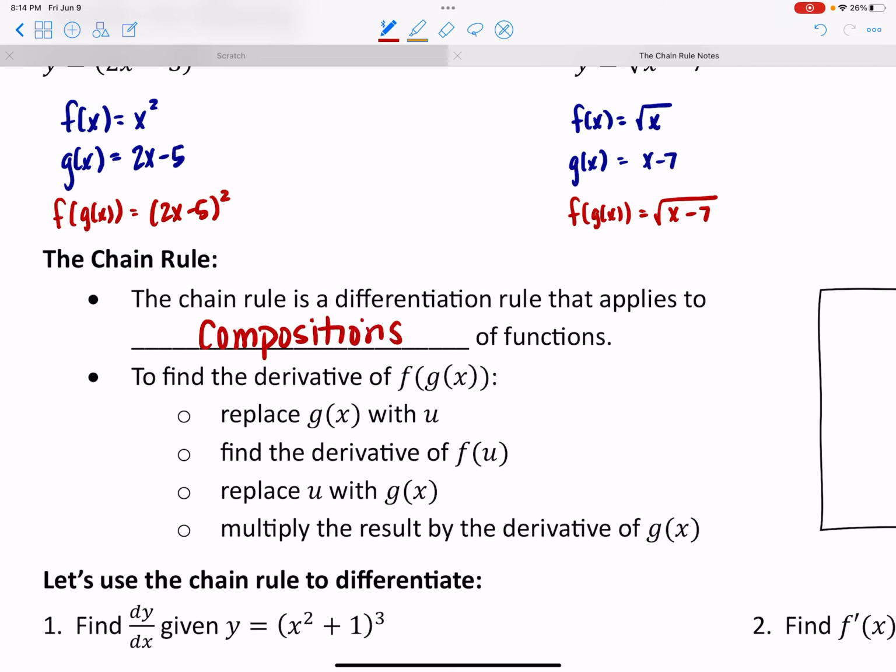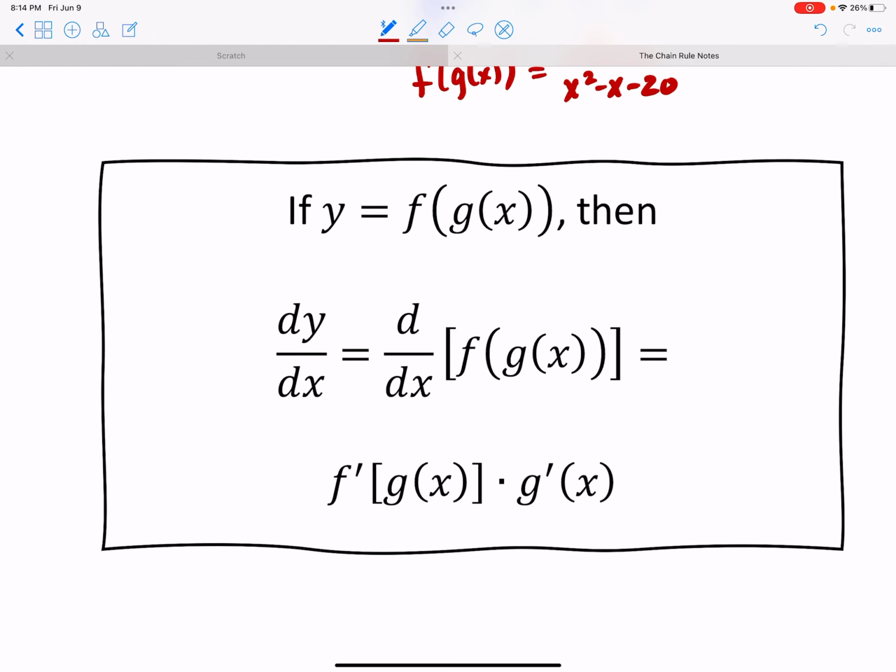Now I have some steps here. They're not going to make a lot of sense, so let me show you the actual rule, and then I'll go back to those steps and hopefully they'll be a little bit more clear.